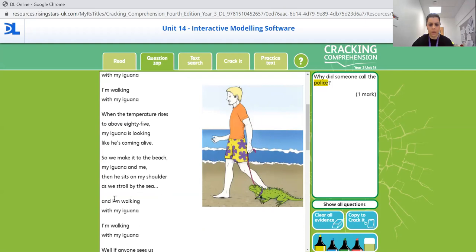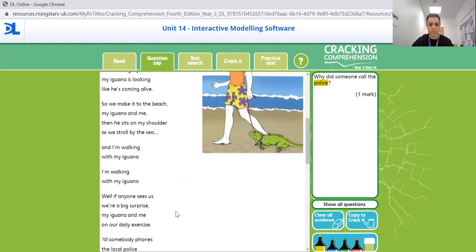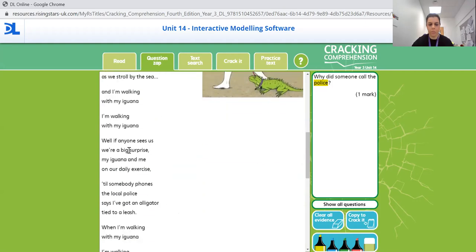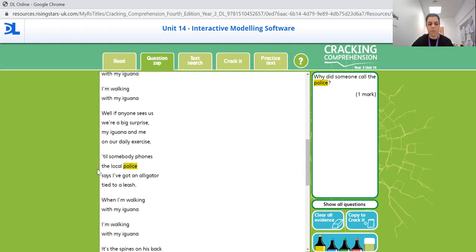Can't see it there. Can't see it there. So I'm going to keep scrolling down, looking for a word that begins with P. Oh, I've got a word that begins with P. Till somebody phones. Oh, that's not police. I'm going to keep going. The local, here we go. I found the word police. Till somebody phones the local police. Let's read that verse then. Says I've got an alligator tied to a leash.